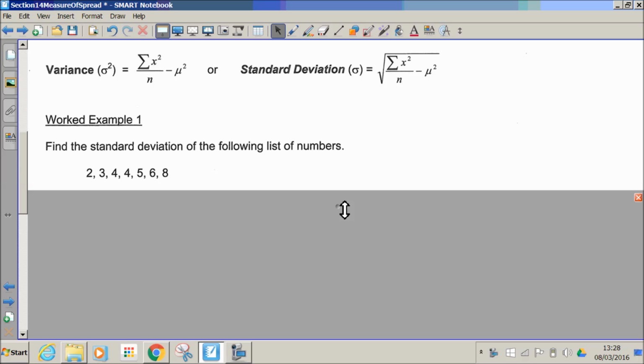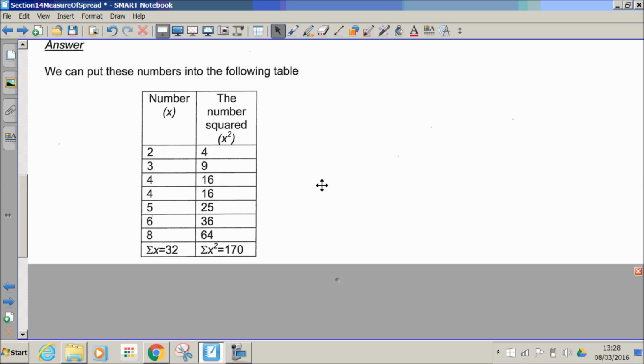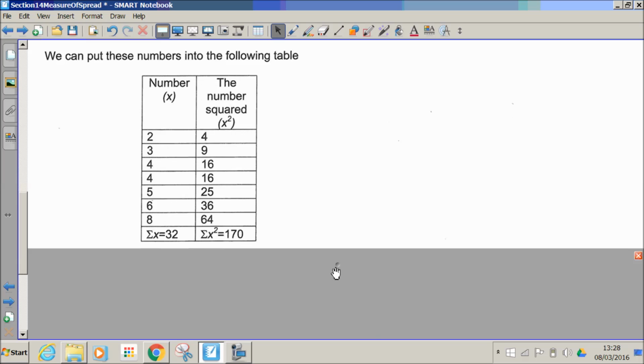First we put them into a table. We add all the values of the 7 numbers together. Then we square each number and add all the squares together.